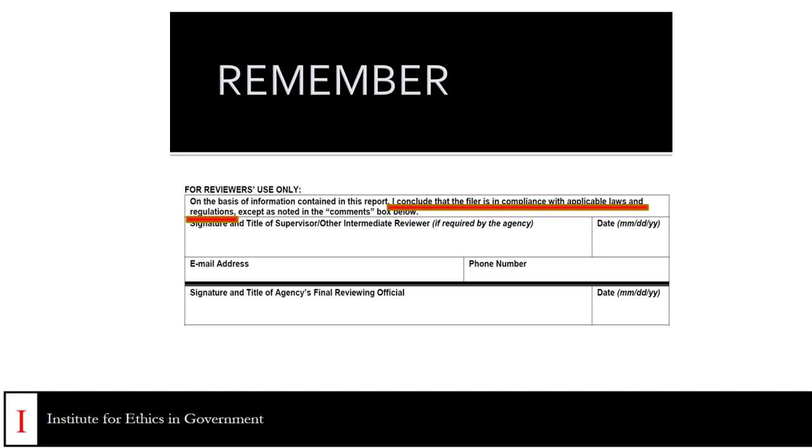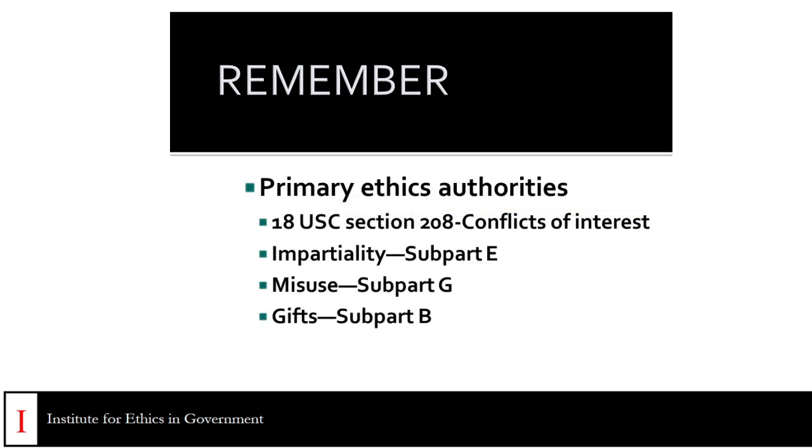It's really important to know what you're certifying to as a reviewing and certifying official. And so we have the certification statement right here on the form, and it says, on the basis of the information contained in this report, I conclude that the filer is in compliance with applicable laws and regulations. So the question here becomes, what do we mean by laws and regulations? The primary authority, the one we see most often, is 18 U.S.C. Section 208, which is the Criminal Conflict of Interest Statute, and this deals with financial conflicts of interest. If you're new to this and you're not familiar with what Section 208 covers, if you've never heard of it before, we have a number of classes in the Institute for Ethics and Government that can help you get up to speed with the elements of Section 208.